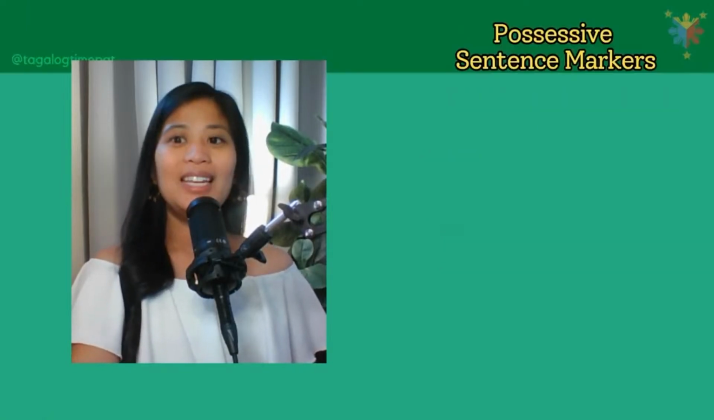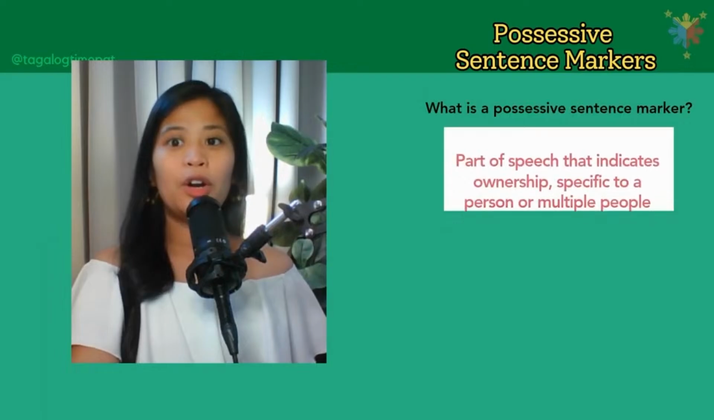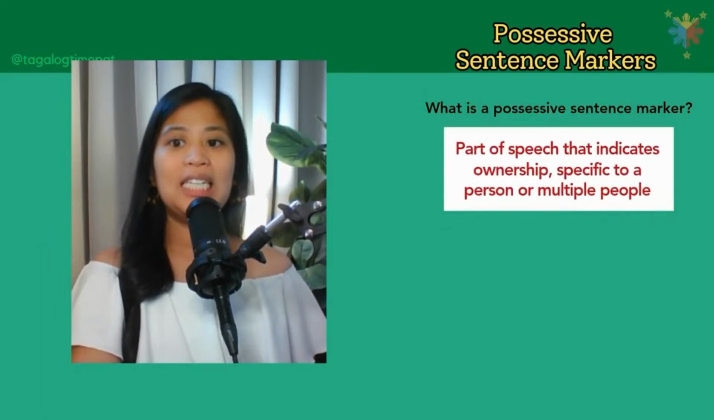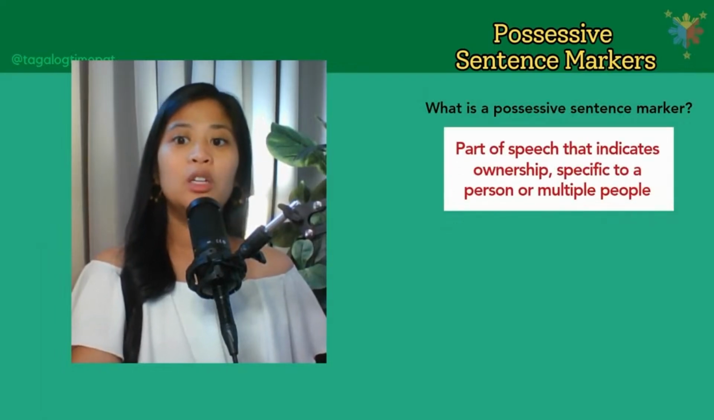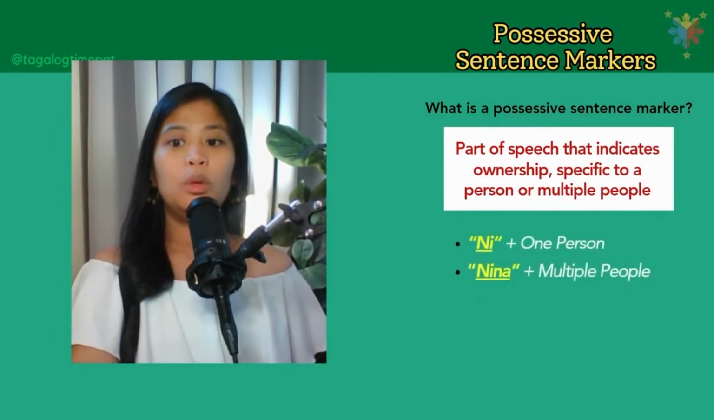Okay? Now I want to take a look at some possessive sentence markers. What is a possessive sentence marker? Well, it's a part of speech that indicates ownership specific to a person or multiple people. So now if we want to say someone's name, like we're saying it belongs to someone specific, this is how we're going to do it. We would use the word ni for one person. We would use the word nina for multiple people.